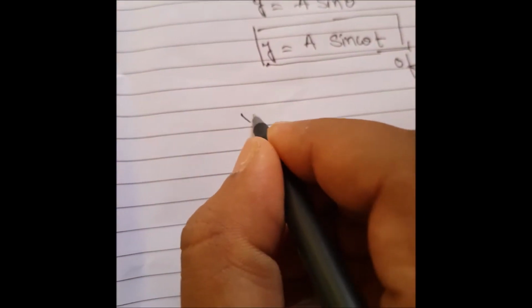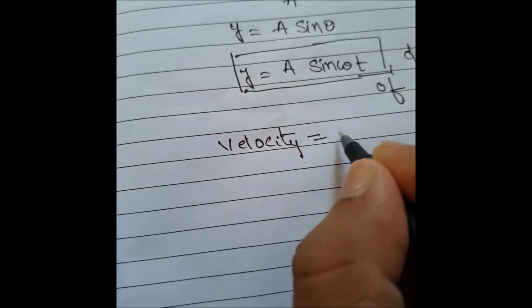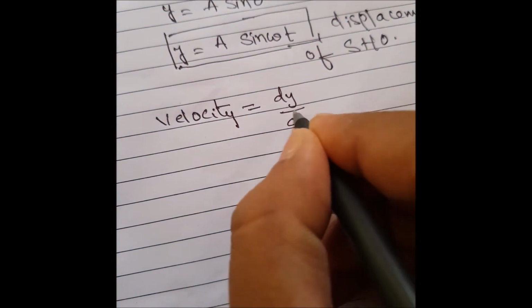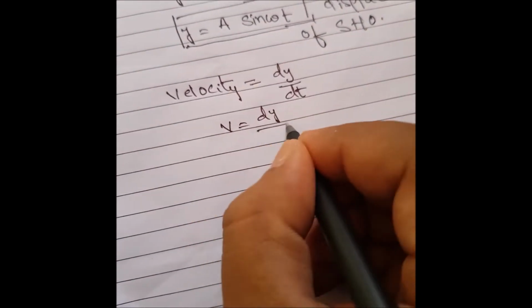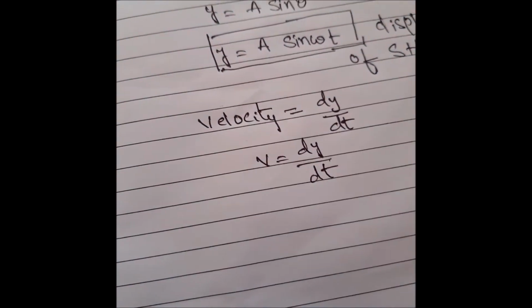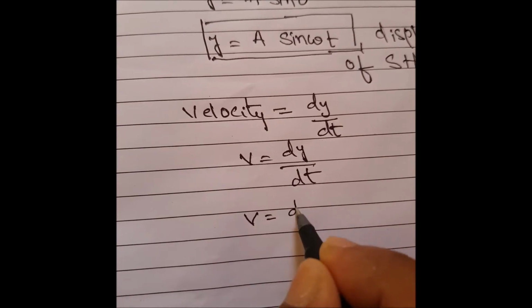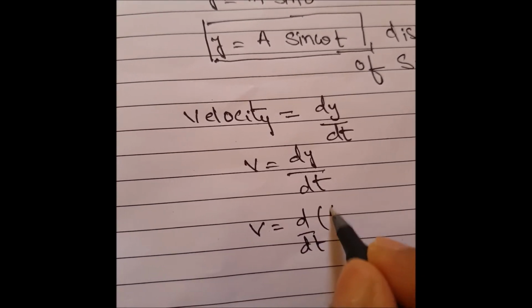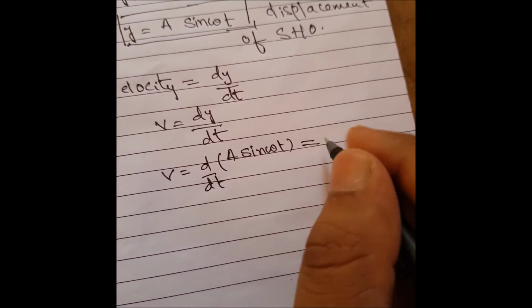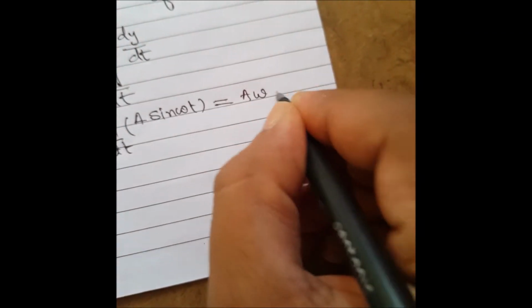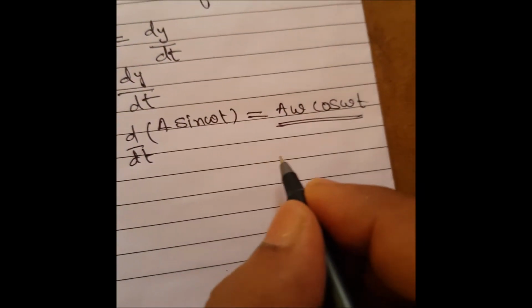Now, what is its velocity? According to the definition, velocity is equal to the rate of change of displacement, dy by dt. So v equals dy by dt. I'm substituting the value of displacement, that is v equals d by dt of y, which is A sine omega t, which after differentiation gives A omega cos omega t. It's the velocity of the SHO, right?